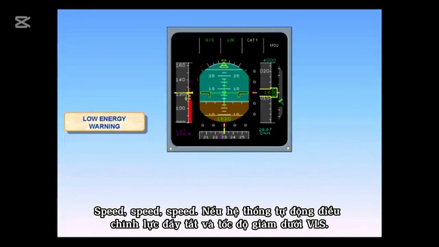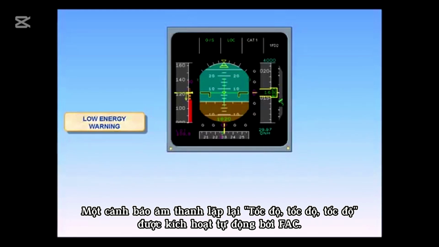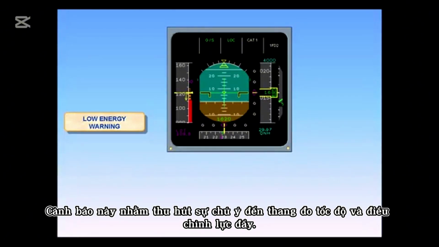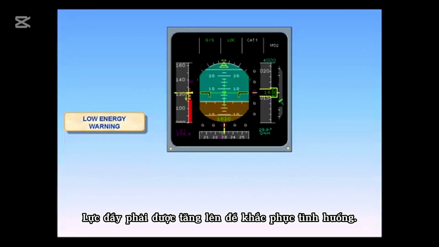Speed, speed, speed. If the auto throttle system is off and the speed drops below VLS, due to turbulence, wind shear, or inattention, a repetitive speed, speed, speed oral warning is automatically triggered by the FACs. The warning is intended to divert attention to the speed scale with a subsequent thrust adjustment. This warning takes into account the aircraft deceleration rate and current flight path angle, which explains the low energy wording. Power must be added to correct the situation.